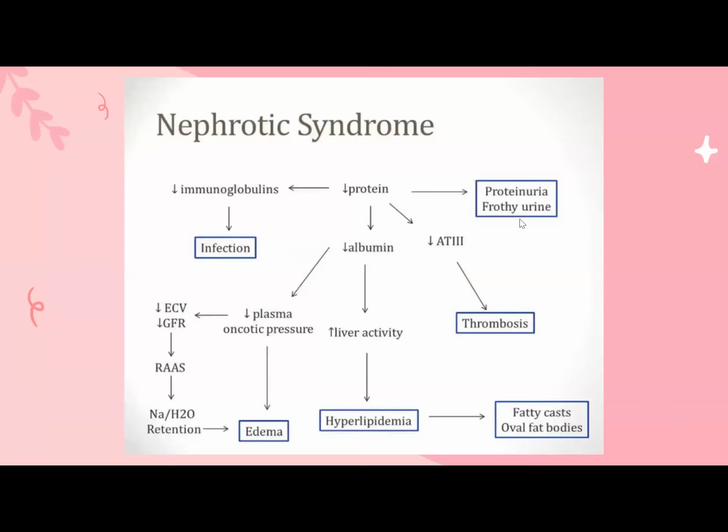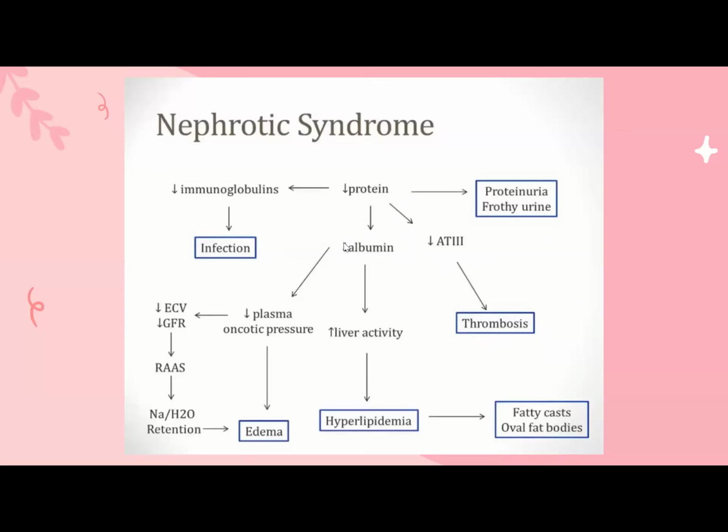It almost looks like beer. It's quite alarming for the patients, and this is one of the first things that they will tell you in clinic, that my urine is very bubbly or very frothy. The next thing you lose is antithrombin 3. So antithrombin 3 is also a protein, right? And it's a very important protein. It's necessary for anticoagulation, basically. So when you lose this, you're at an increased risk of developing a thrombosis.